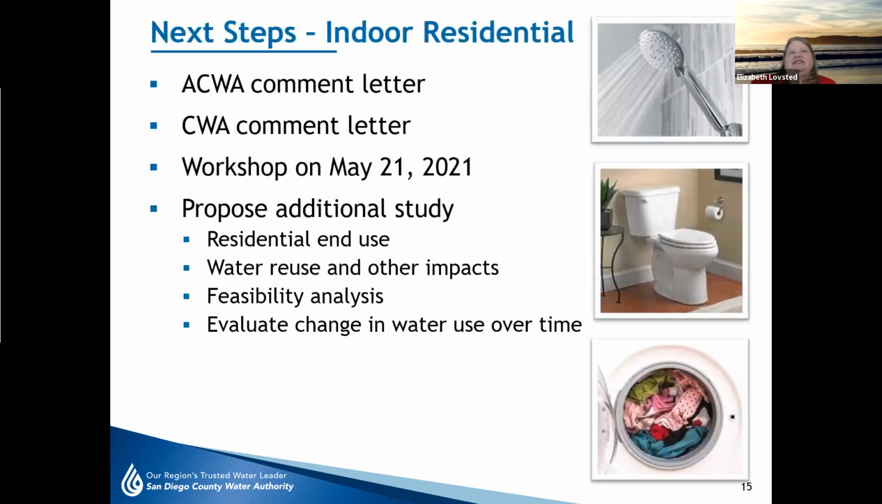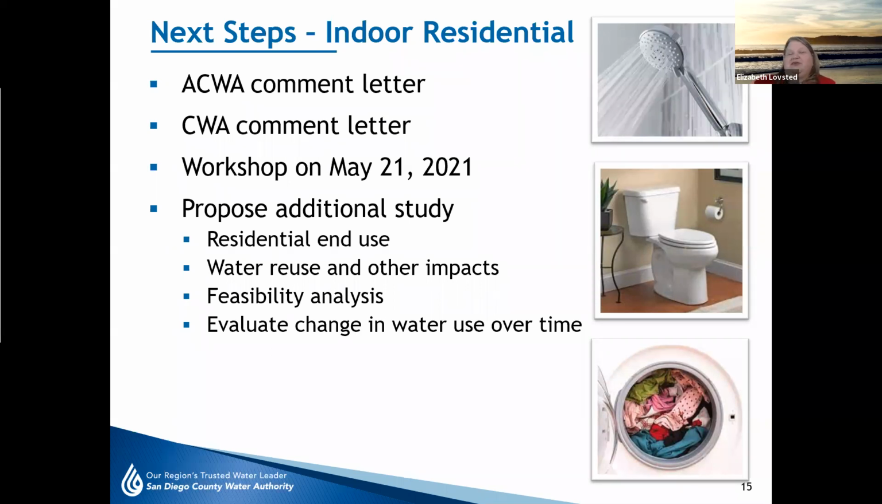So next steps: AWWA sent in a comment letter. The Water Authority sent in a comment letter. They had their workshop on May 21st. And what we're really looking for is additional study, that there should be some sort of look at what residential end use is existing, why people are at the indoor use that they are at, and looking at the impacts of reducing the indoor number to water reuse, water waste in other areas.